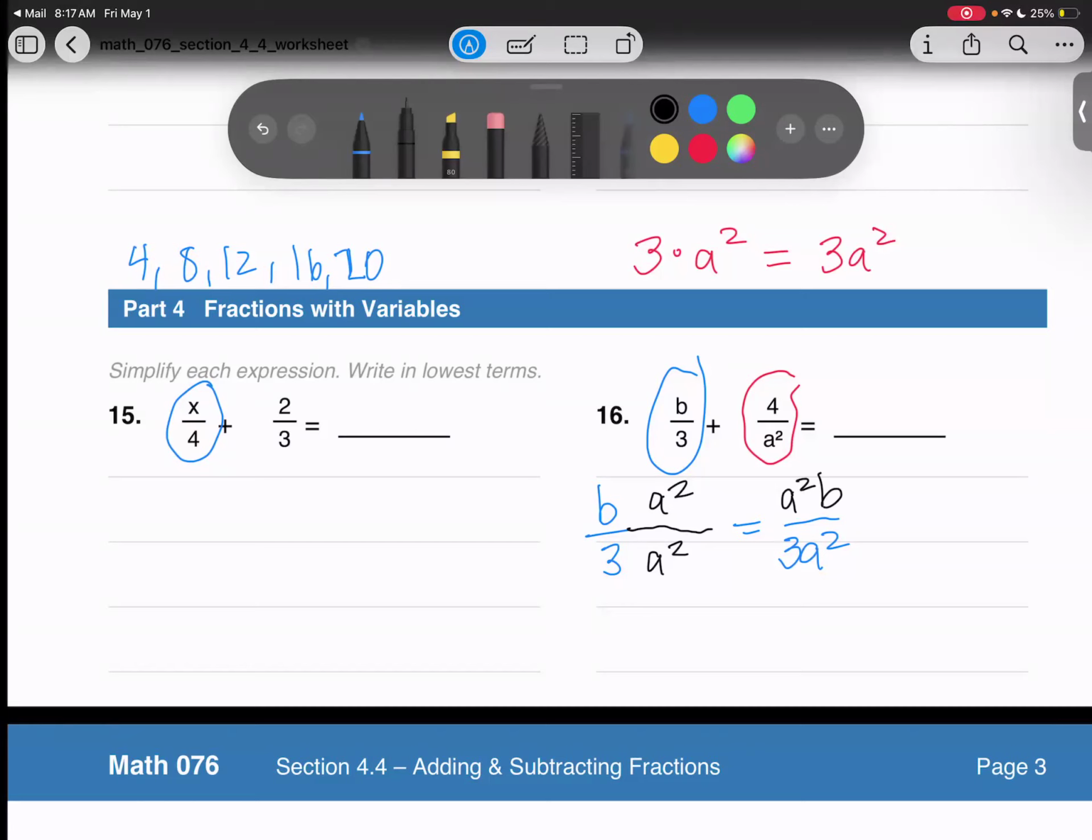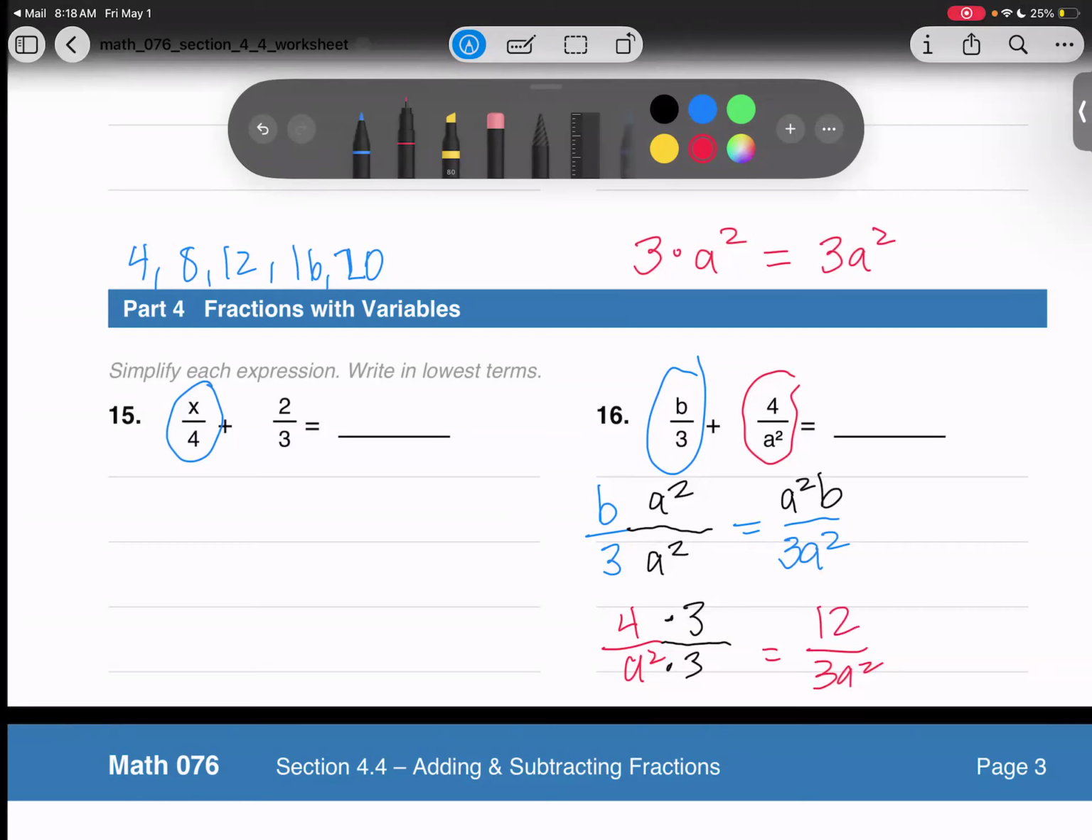A squared b, I'm going to put it in alphabetical order. And then I have to do the same thing for 4 over a squared. And I want it to have the denominator 3a squared. And what do I need to multiply by? I need to multiply a squared by 3. So I get 3 times a squared becomes 3a squared in the denominator. And then my numerator 3 times 4 is 12.